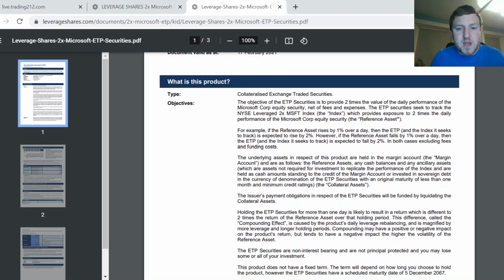It also has a summary of how it works here as well. So if you want to read about how they actually achieve this leverage of 2x for this Microsoft product, they have a bit of description of how they do it here. But what I really want to focus on here is just this paragraph here.